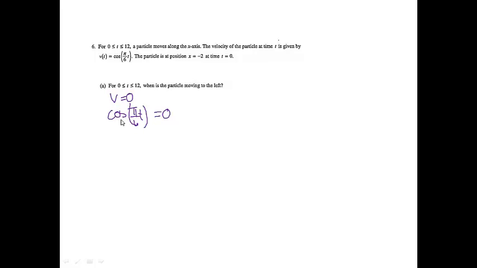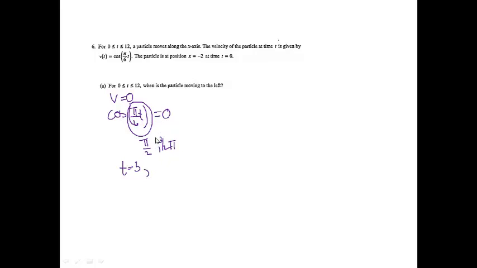I want to figure out where the cosine would equal 0, and I know the cosine would equal 0 at pi over 2, and it also would be at 3/2 pi. So I need to think, if I wanted this to say pi over 2, what would I have to put in for the t? If I put 3 in for that t, pi over 6 times 3 would be pi over 2, and the cosine of pi over 2 equals 0.